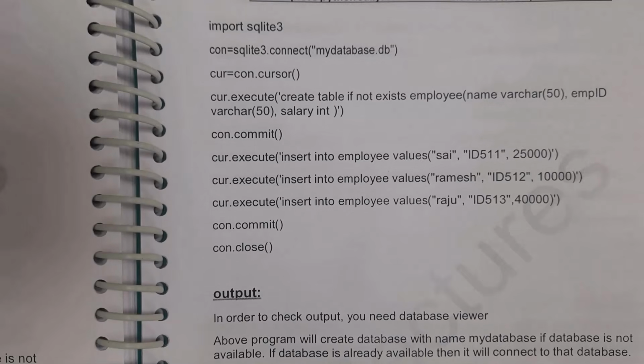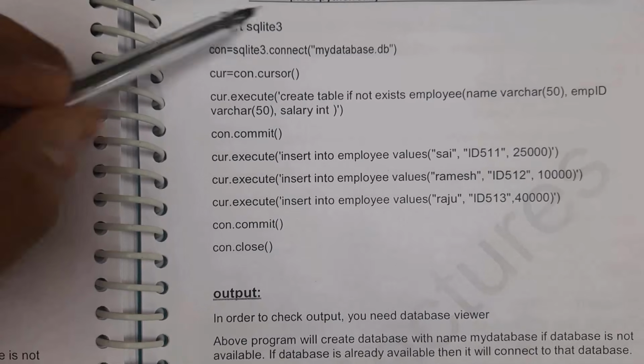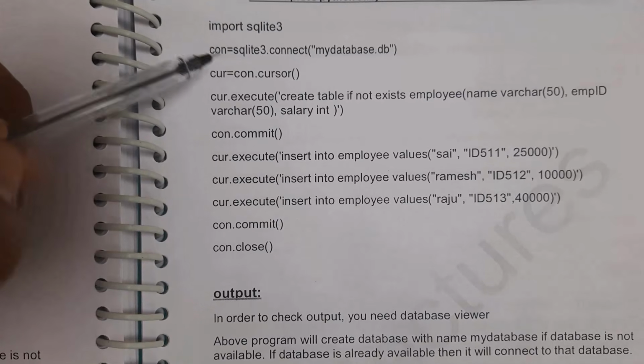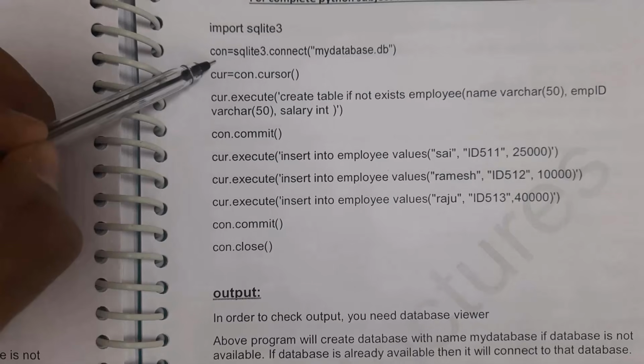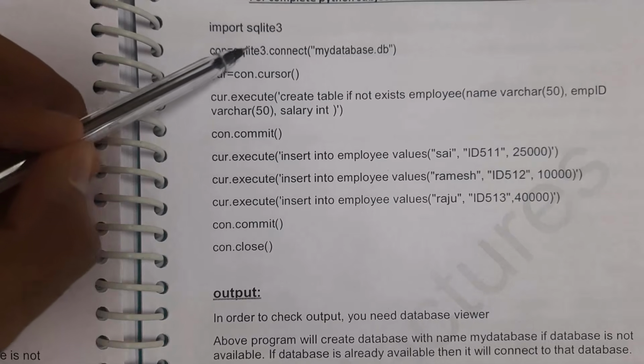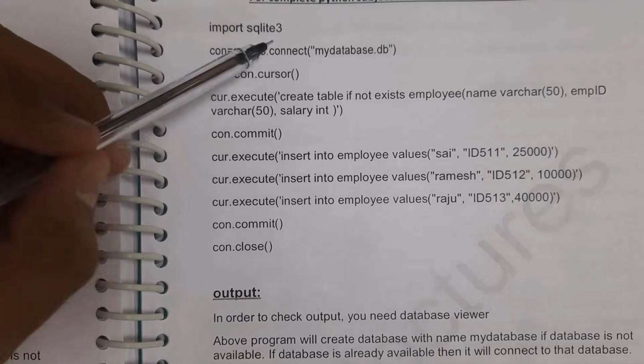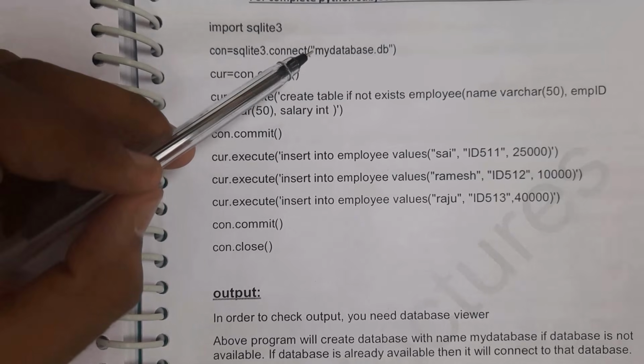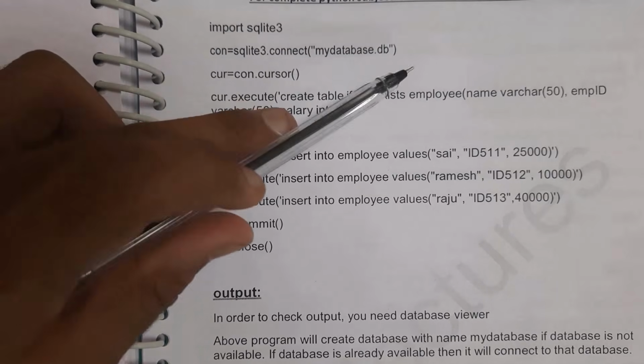Guys, this is another program in order to create the employees table. Till now we created the students table. Now I want to create the employee table, so this is the program to create it. At first you need to import the SQLITE3 module. So just write import sqlite3, and next write the connection, that is con equal to the module name, that is sqlite3.connect. I want to connect to the database. The database name is mydatabase.db.